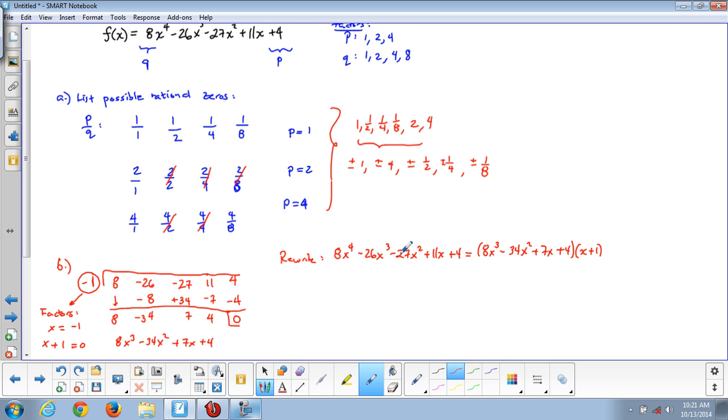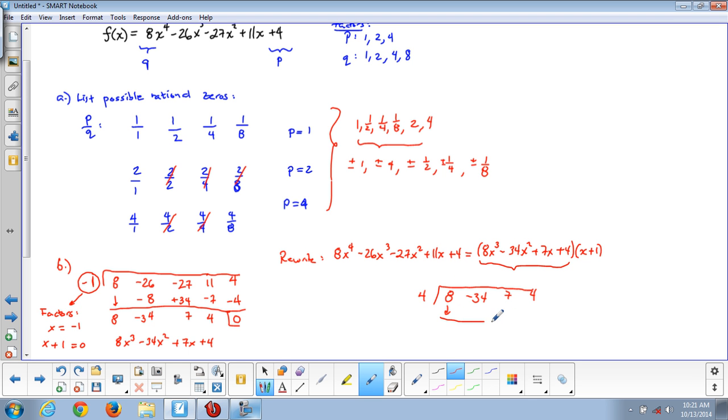Okay. Now from here, there's a couple of things that you can do. Rather than starting back with our original polynomial, you could just go ahead and now just use this polynomial and use one of these from your list. Okay. So I'm going to use synthetic division. 8, negative 34, 7, and 4. And over here again, just going down the list, so this time I'm going to go ahead and try the 4.